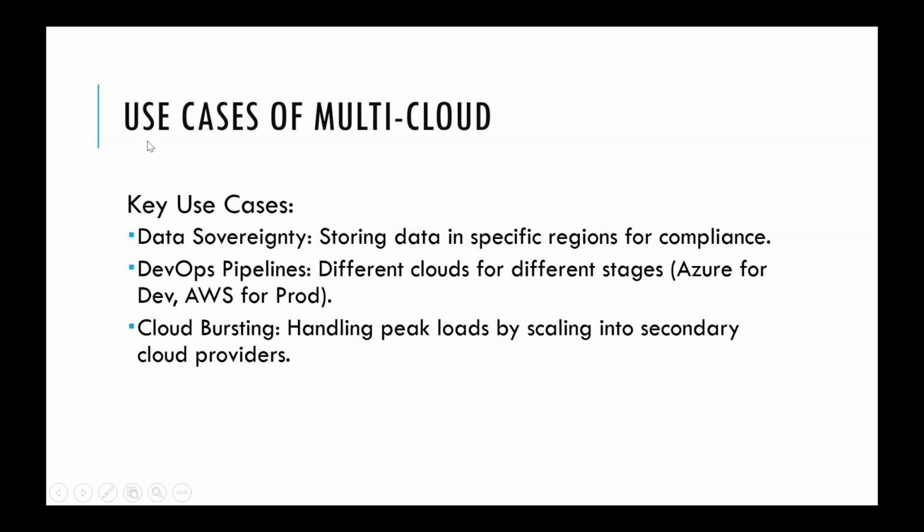Let's now discuss the use cases of multi-cloud strategy. You can use this for data sovereignty, storing data in specific regions for compliance. DevOps pipelines, different clouds for different stages, Azure for dev, AWS for prod. You can even do this if you want to host your dev environment in Azure, and if you want to host your prod environment in AWS, you can do this as well with the DevOps pipeline. So these are some of the flexibility we get in multi-cloud architecture.